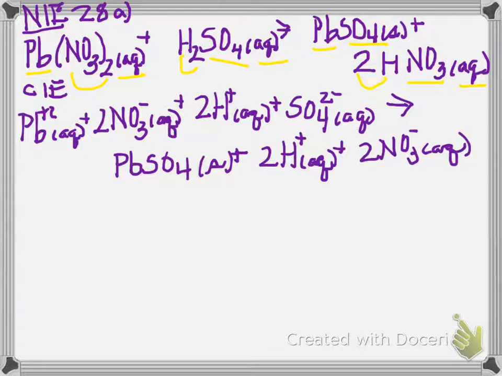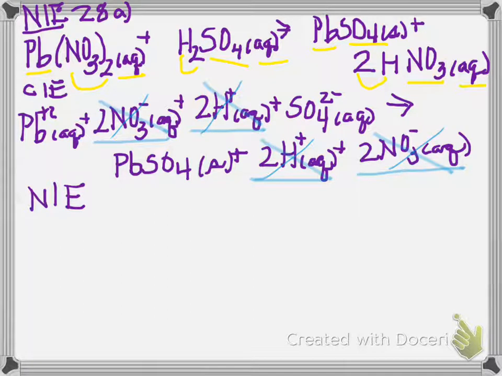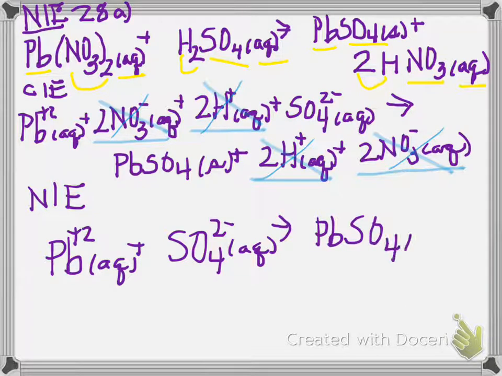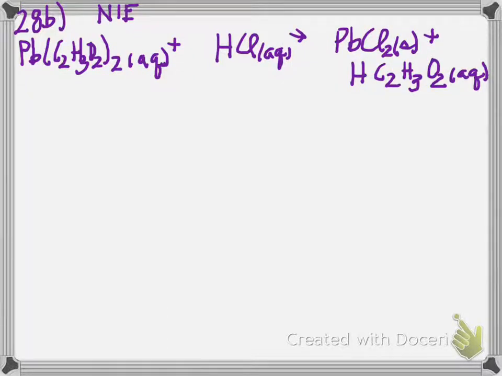To get my net ionic, I have to identify my spectator ions. So nitrate is in the same form on both sides of the equation, and hydrogen ion is in the equation the same way on both sides. So that makes my net ionic equation Pb plus 2 aqueous plus SO4 negative 2 aqueous yields PbSO4 solid. Again, you don't have to do the complete ionic equation. I'm just doing it to help the people who are struggling.